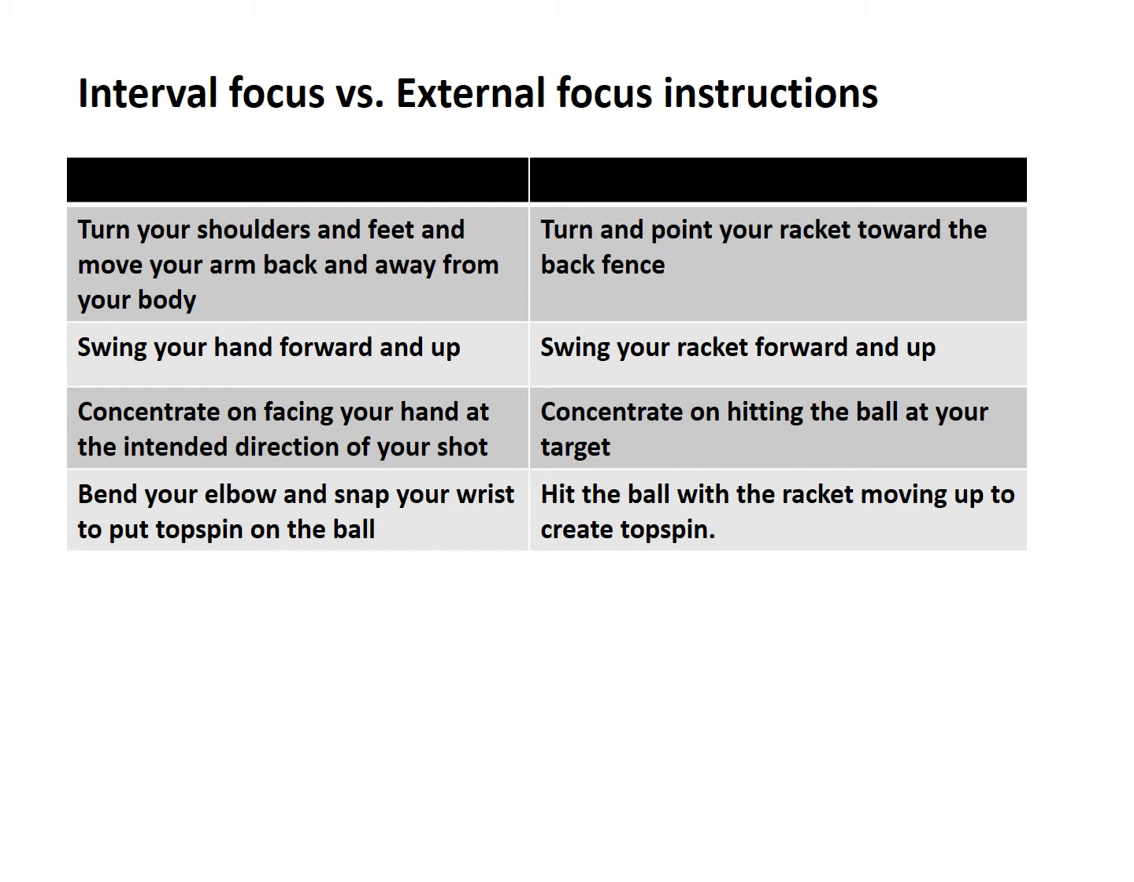So this set of instructions says, turn and point your racket toward the back fence. Swing your racket forward and up. Concentrate on hitting the ball where you want it to go, at your target. And to create some topspin, what you should try to do is hit the ball with the racket moving up. So both of these sets of instructions are about the same ideas, only the referent on the one on the left really is the body parts, and the second one is about the racket, the thing you're holding in your hand, and maybe about the goal outcome of the task.